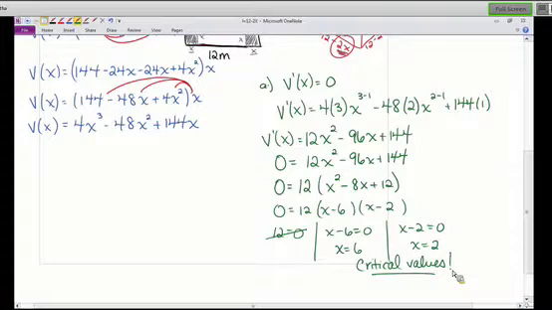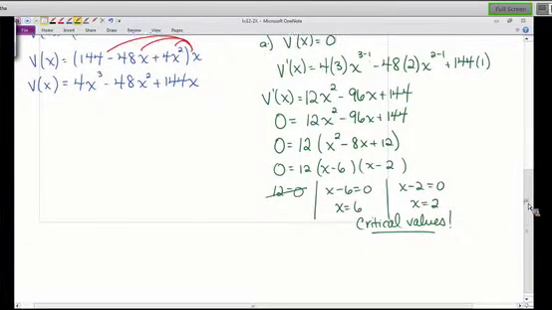Okay, so now what we want to do is test our critical values in the second derivative to determine what will be our maximum value. So let's now take the second derivative of our function. Now what was our first derivative? Our first derivative was found here. So now we want to take the second derivative.